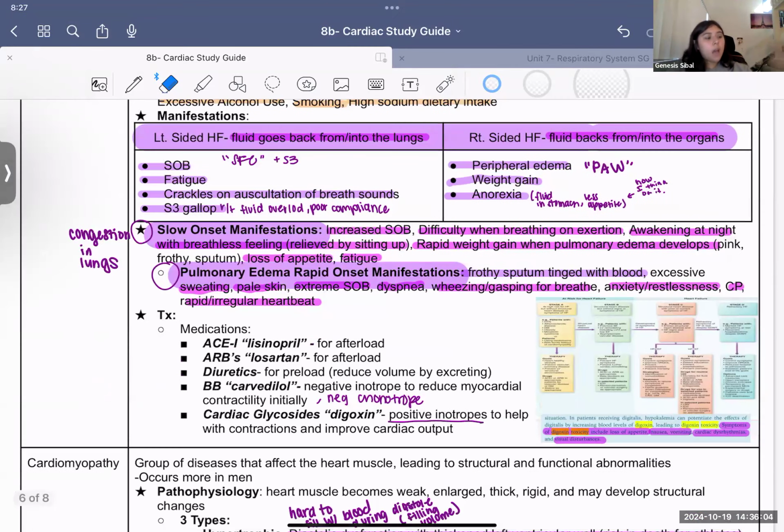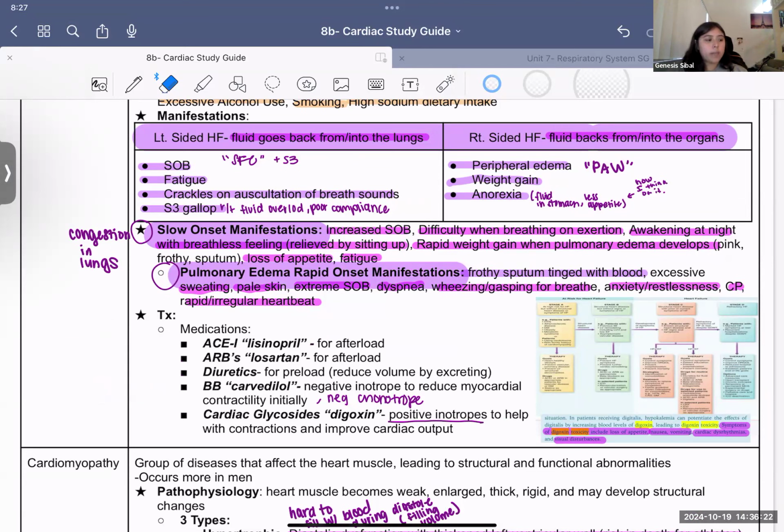So specifically, the slow onset manifestations are related to left-sided heart failure. So you're having an increase of shortness of breath, difficulty breathing on exertion, awakening at night when breathless, and then rapid weight gain as pulmonary edema develops, and loss of appetite.